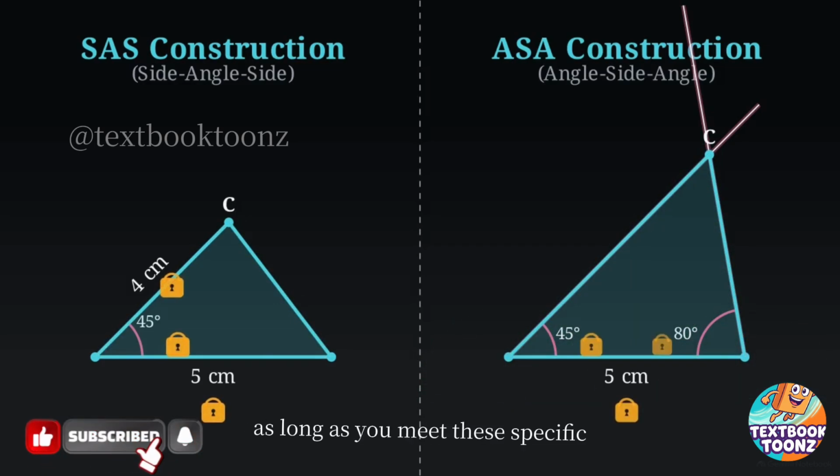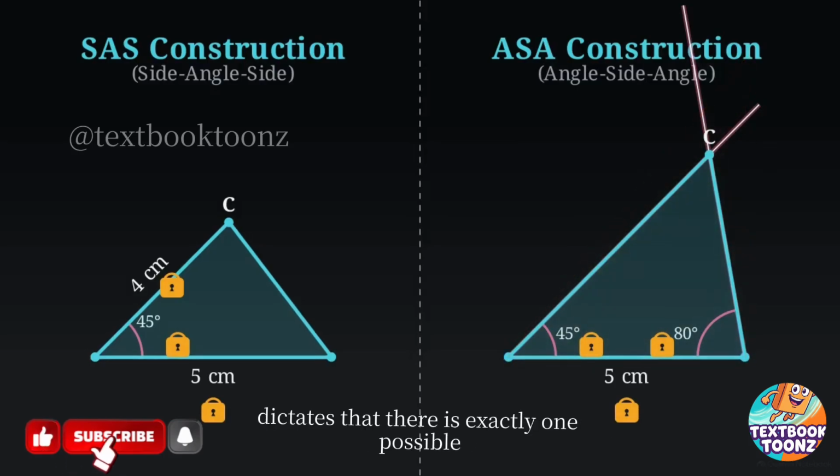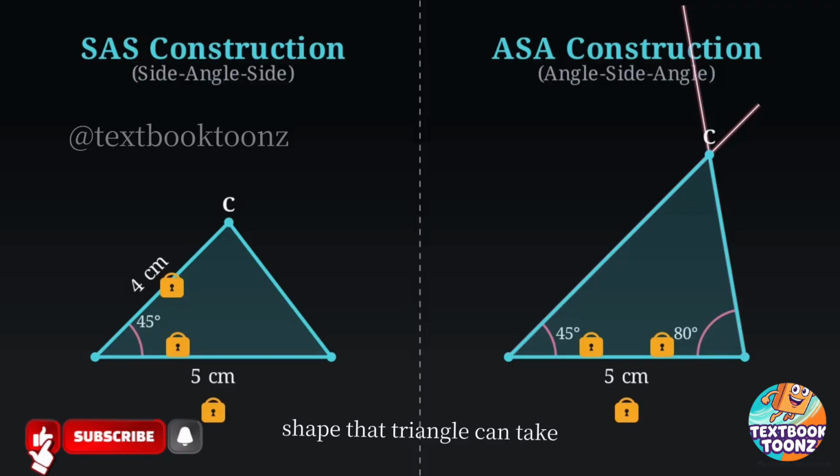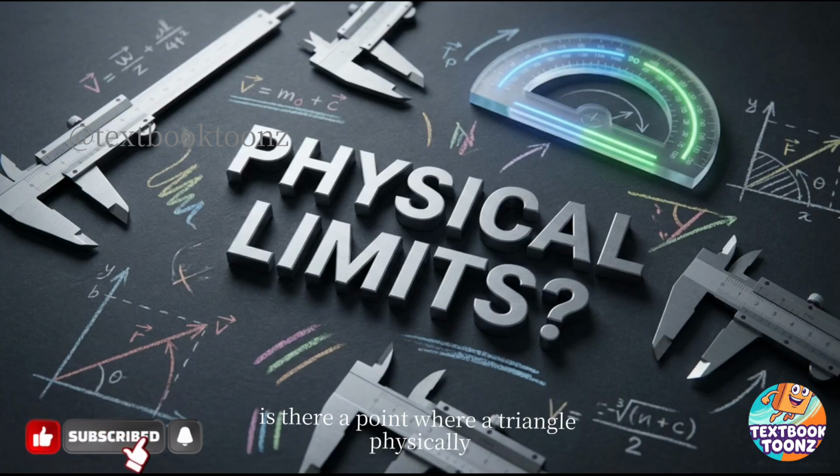As long as you meet these specific angle and side conditions, the geometry is locked. The intersection of those lines dictates that there is exactly one possible shape that triangle can take. That raises a question. Can we use any 2 arbitrary angles for an ASA construction? Or is there a point where a triangle physically cannot exist?